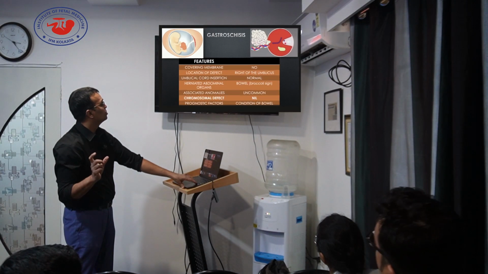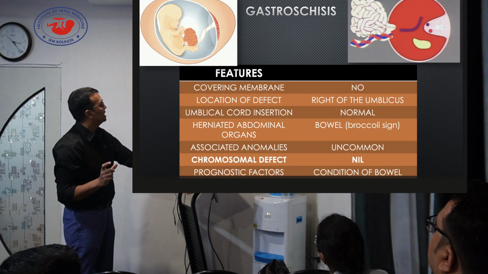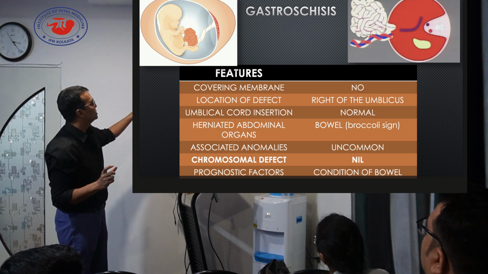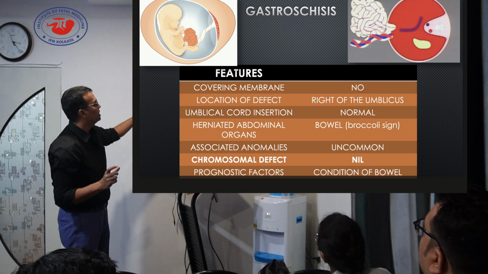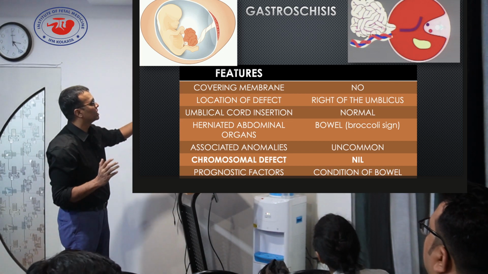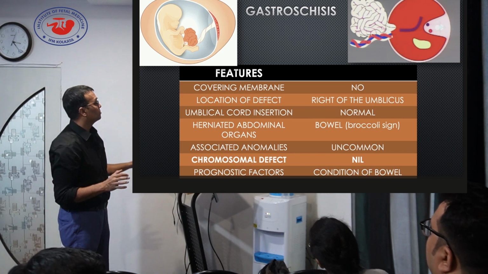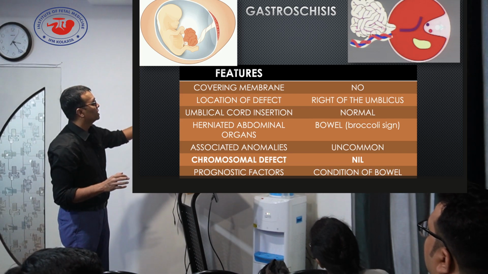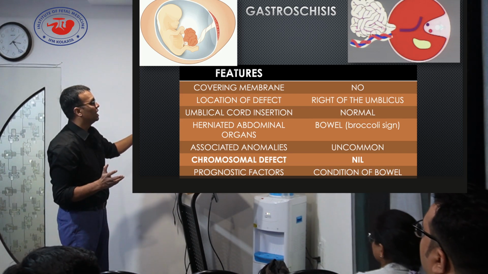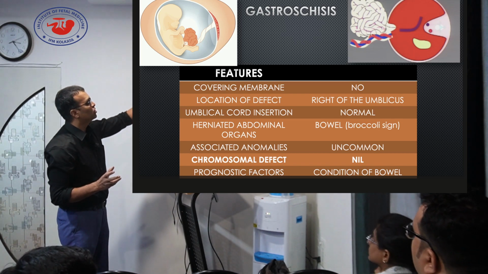Now I'll just quickly go through gastroschisis. In gastroschisis, as compared to the omphalocele, there will not be any covering membrane. Location of the defect is always to the right of the umbilicus. Umbilical cord insertion will always be normal. Herniated abdominal organs are mostly bowel, and this sign is called the broccoli sign.